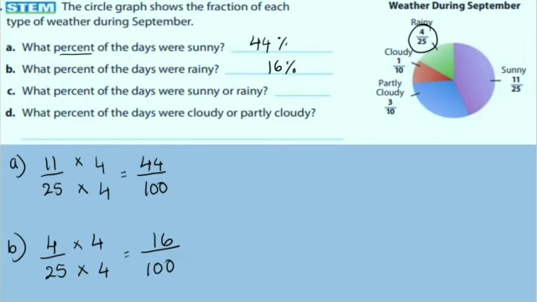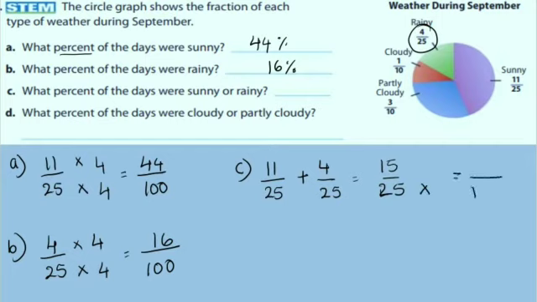Now let's see question C. What percent of days were sunny or rainy? From the question we have sunny as 11 over 25 and rainy as 4 over 25. So that's going to be 15 over 25. Now change this 15 over 25 into a percent. We need to change 25 into an equivalent fraction with denominator 100. So 25 times 4 gives you 100. In the same way, 15 times 4 gives us 60. So the answer is 60%.